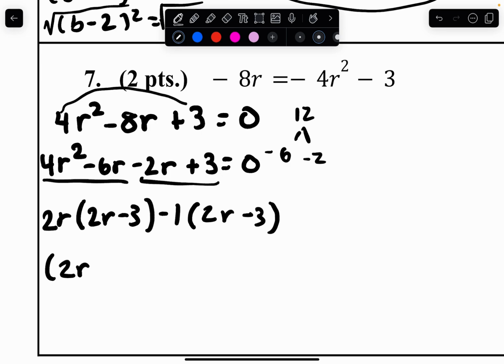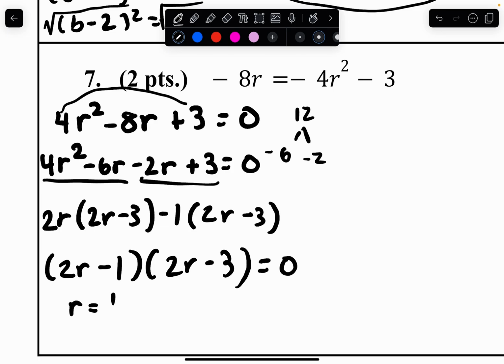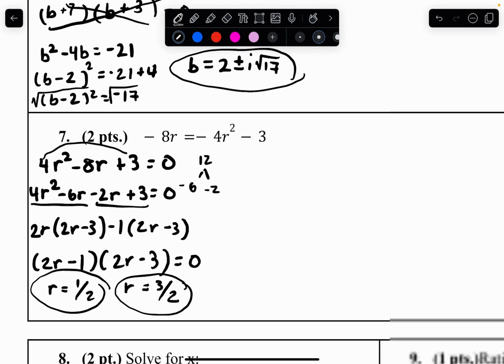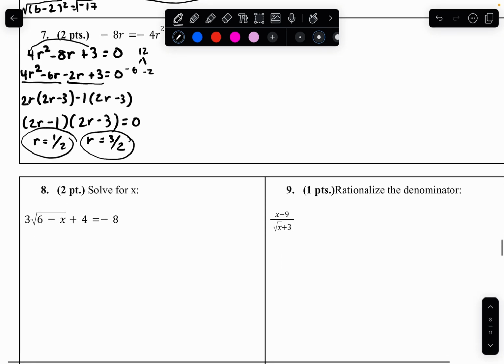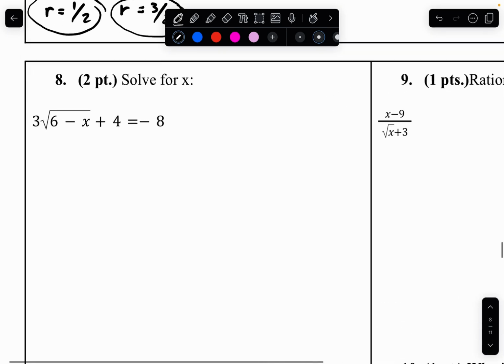So I end up with 2r minus 1 times 2r minus 3 is equal to 0. Or r is equal to 1/2, or r is equal to 3/2. And this was way easier than having to complete the square, in my opinion. But you can solve it either way.